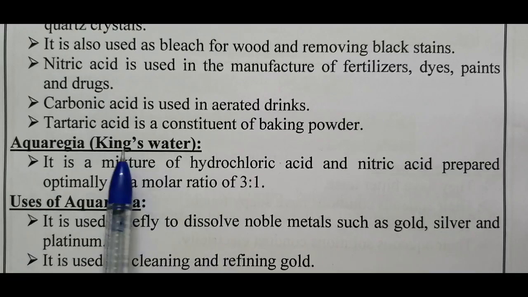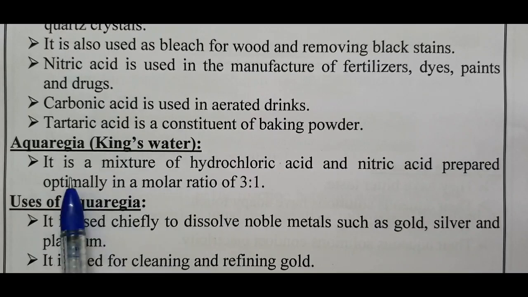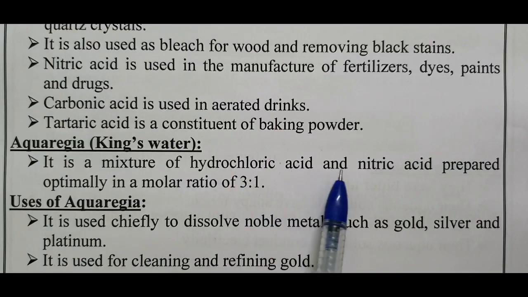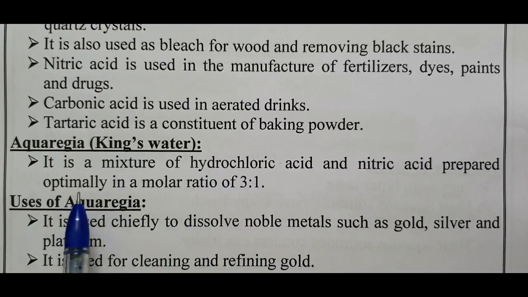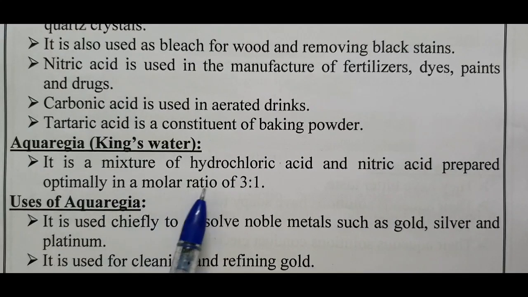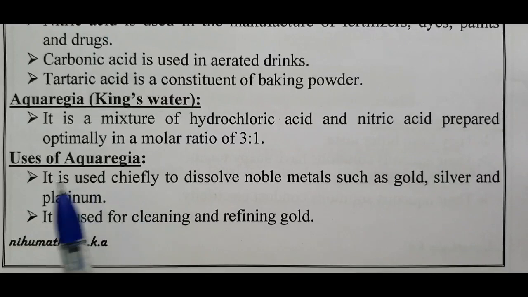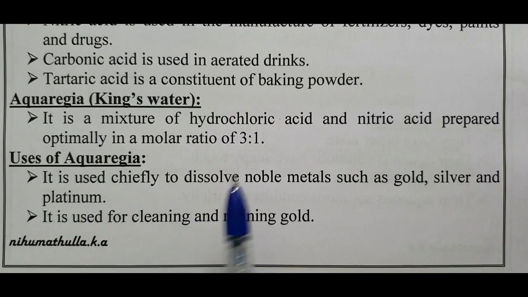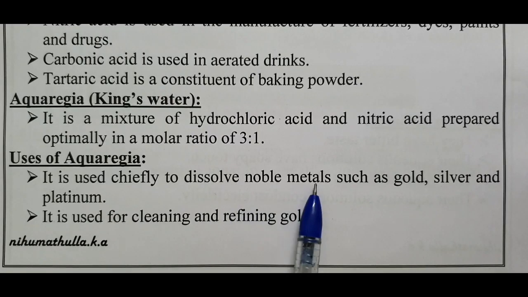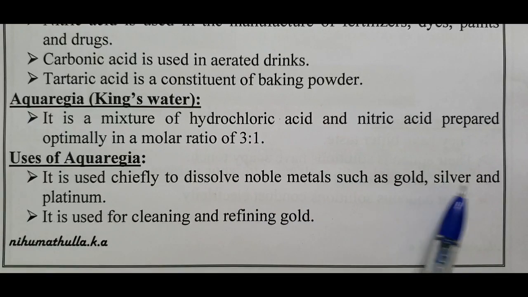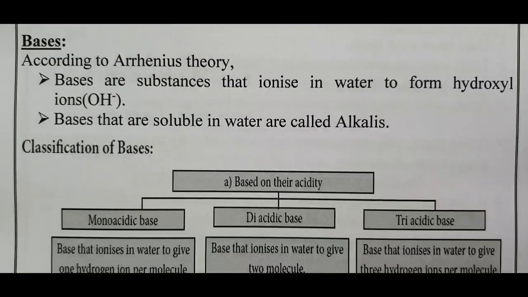Aqua Regia, king's water. It is a mixture of hydrochloric acid and nitric acid prepared optimally in a molar ratio. 3 parts of concentrated hydrochloric acid is mixed with 1 part of concentrated nitric acid. Uses of Aqua Regia. It is used chiefly to dissolve noble metals such as gold, silver and platinum. It is used for cleaning and refining of gold.